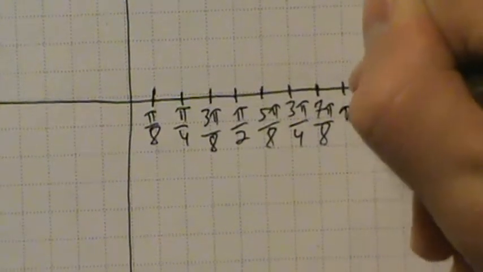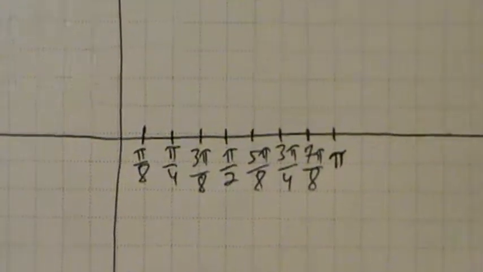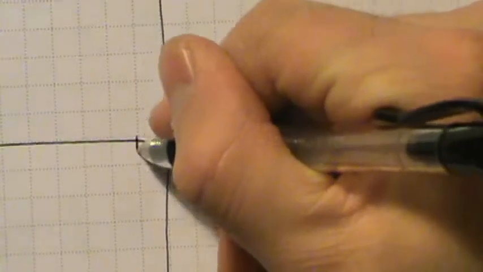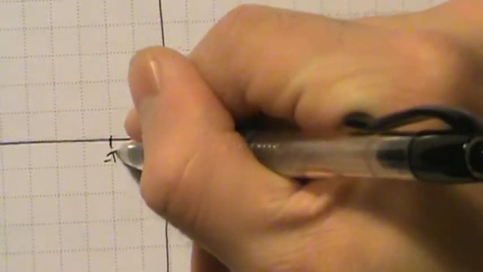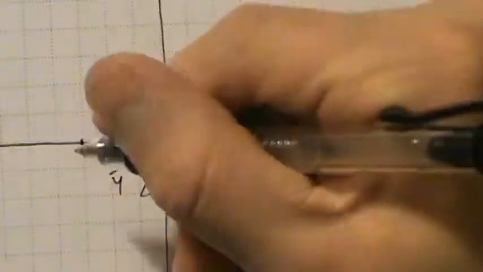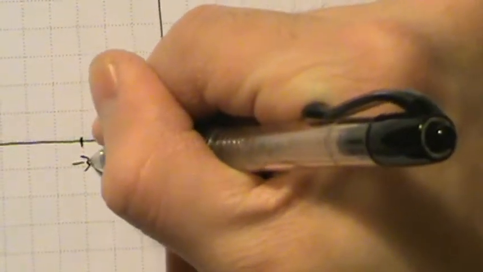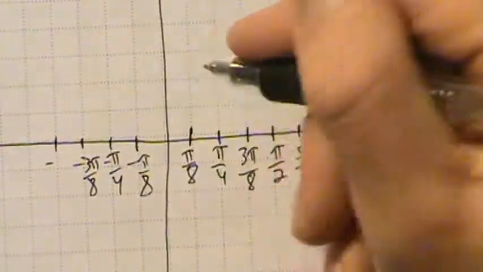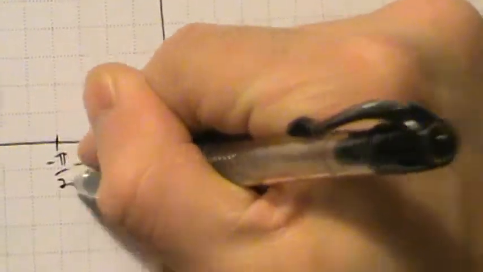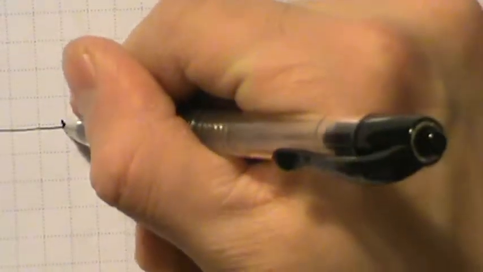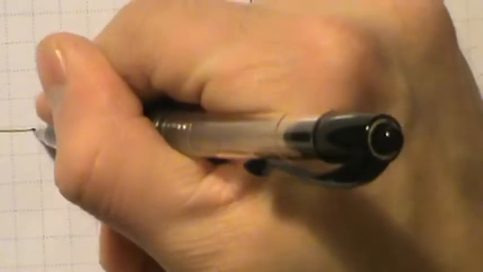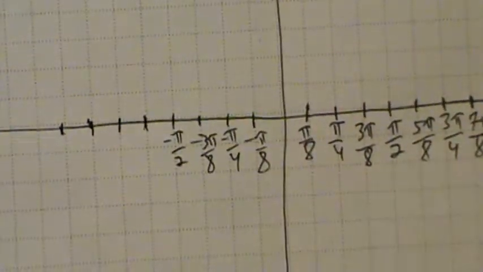I think that's a good place to stop that. Now let's also go back in the negative direction. So negative pi over 8, negative pi over 4, negative 3 pi over 8, and then negative pi over 2, and then negative 5 pi over 8, so negative 3 pi over 4, negative 7 pi over 8, and negative pi. So this doesn't get too cramped.